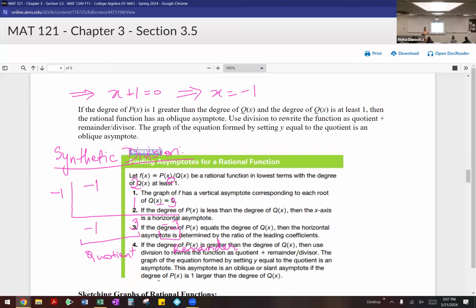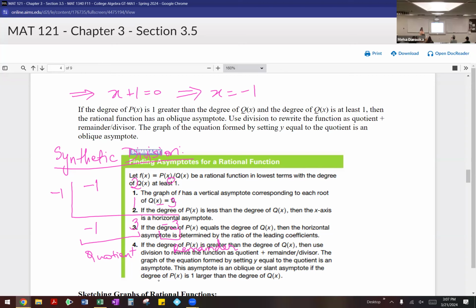I know I'm kind of in between writing again, but I want you to look at that paragraph above the green box. So they're saying if the degree of P of X, which is the numerator, is 1 degree greater than the degree of your denominator, and of course, the degree of the denominator has to be at least 1, then they are saying your rational function will end up with an oblique asymptote, which is our example here. So they're saying use division to write the function as quotient plus remainder over divisor. But remember, that only gives you a rewrite of the original function. To write out your oblique asymptote, you're actually taking the quotient and setting it equal to y.